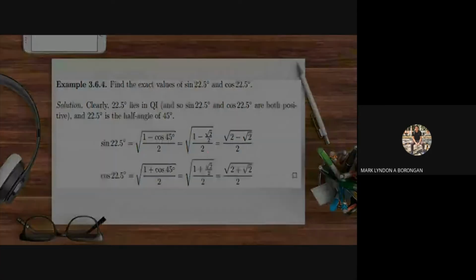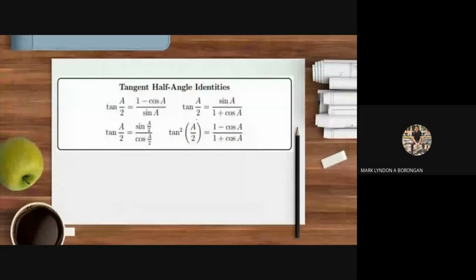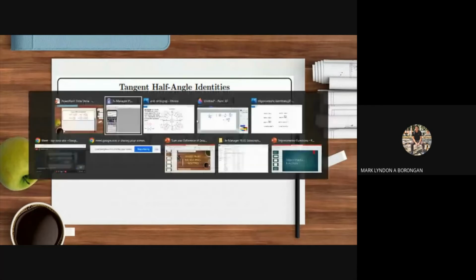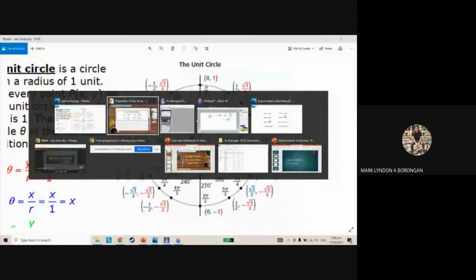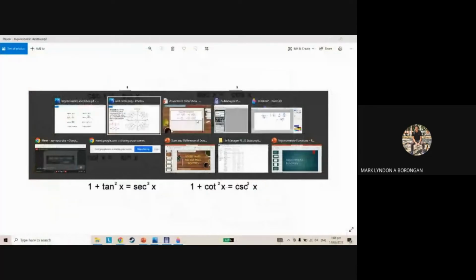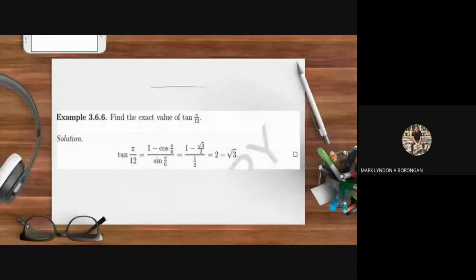So, let's proceed. The tangent half angle identities, there are 4. Don't worry, you don't have to memorize this because I will be giving this PowerPoint presentation together with the unit circle and the trigonometric identities. Okay? Let's proceed. We have an example.